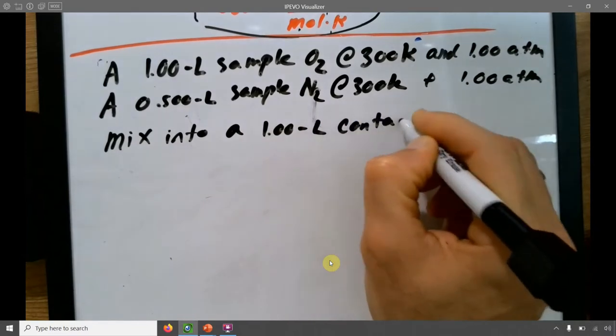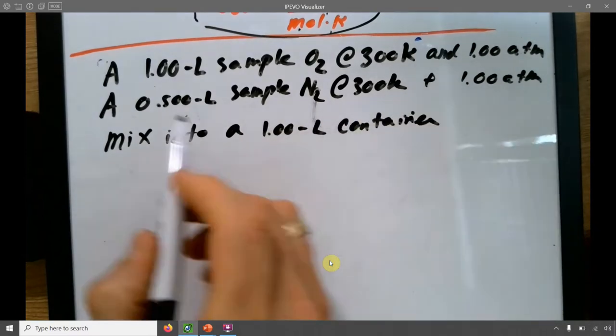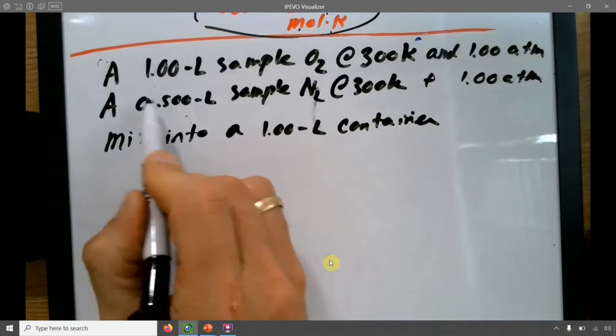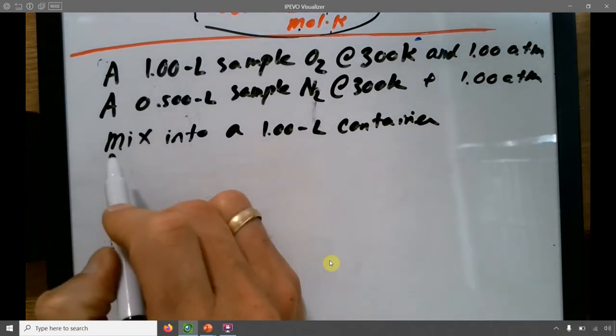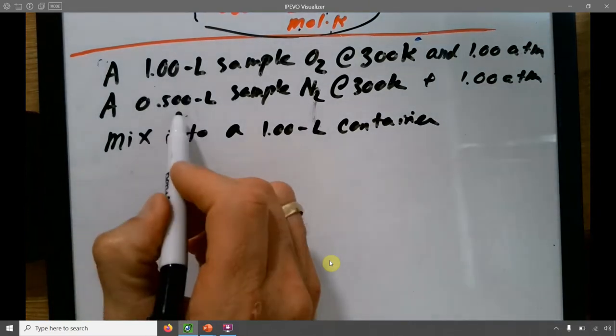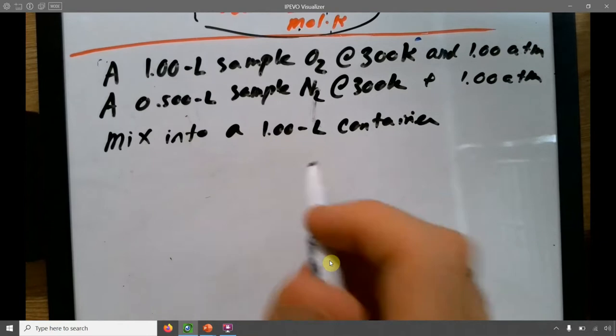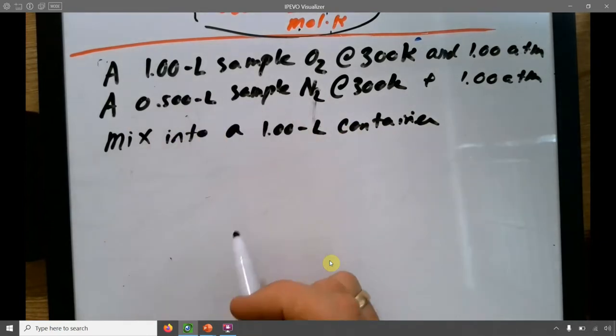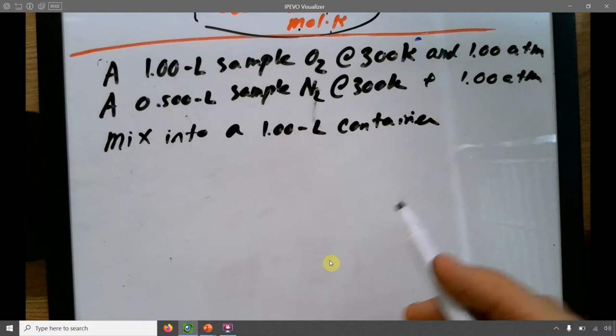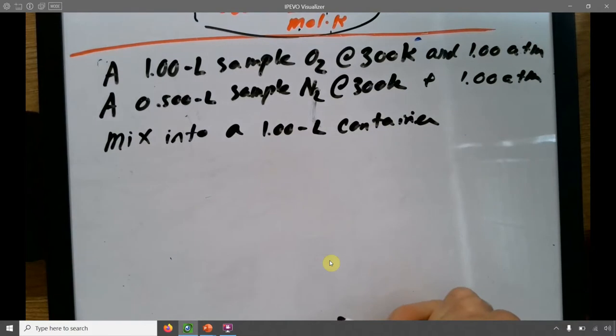Or maybe if I want, whatever you want, it doesn't really matter. I guess it's the equivalent of me putting this sample into that space. Imagine I took bottle 2 and I poured my nitrogen into bottle 1 where oxygen existed. Or maybe I poured both into a third bottle that was 1 liter. Whatever you want, how you want to think about that, it's the same thing. My questions are going to be as follows.